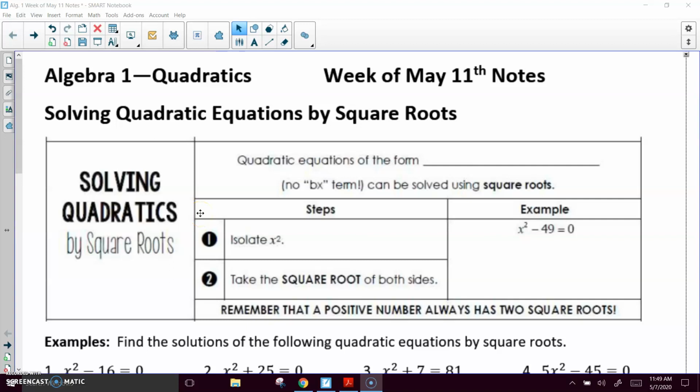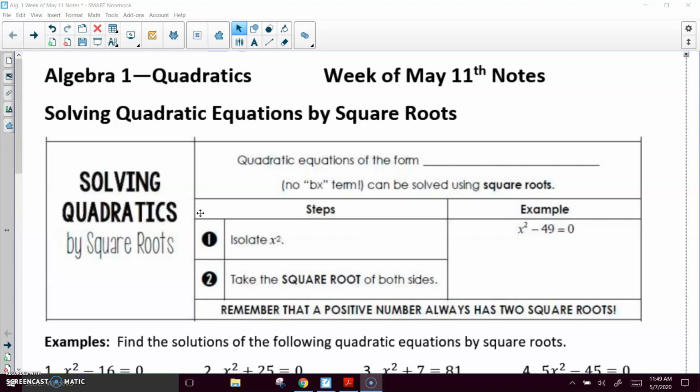Solving quadratic equations by square roots. We've already learned two methods for solving quadratic equations: solving by graphing, where we found the x-intercepts of the graph, and solving by factoring, where we factored the quadratic equation, set each factor equal to 0, and solved.